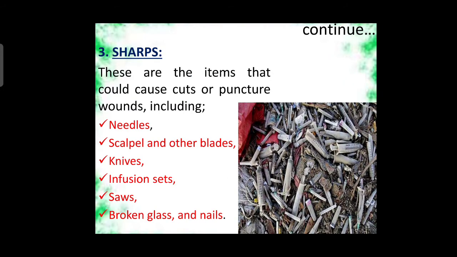Next we have sharps, sharp instruments or you can say sharp waste. These are items that could cause a cut or puncture wound, including needles, scalpels or other blades, knives, infusion sets, saws, broken glass and nails. Sharp instruments are those where there is a chance of getting a prick or cut. Everything comes under sharp waste. You can see in the picture.